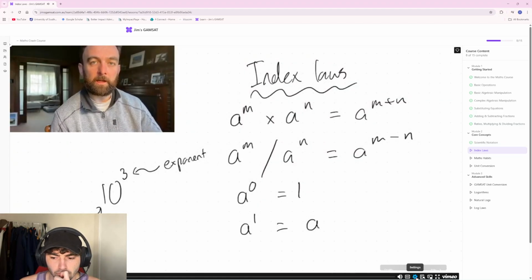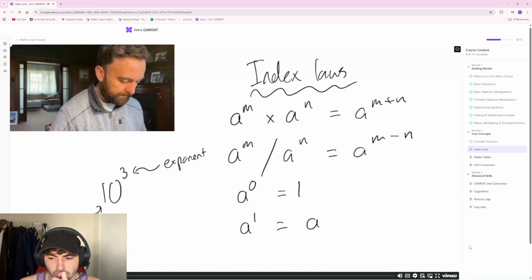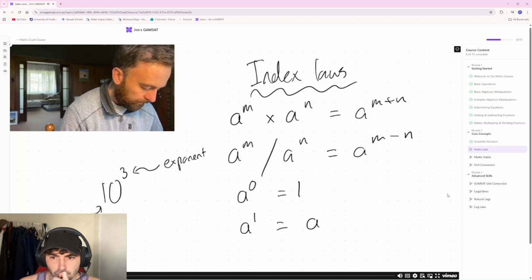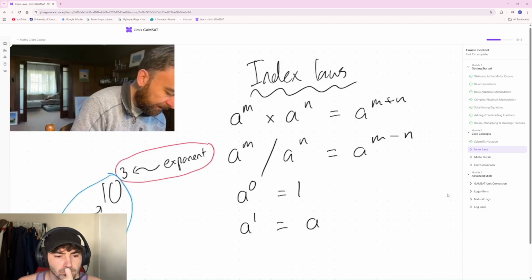Now in the GAMSAT, I think every number should be represented in scientific notation. The reason is that then we can apply our index laws. I touched on this a bit before, but the number at the top of the 10 is called our exponent, and the bottom, the actual 10, is called the base.